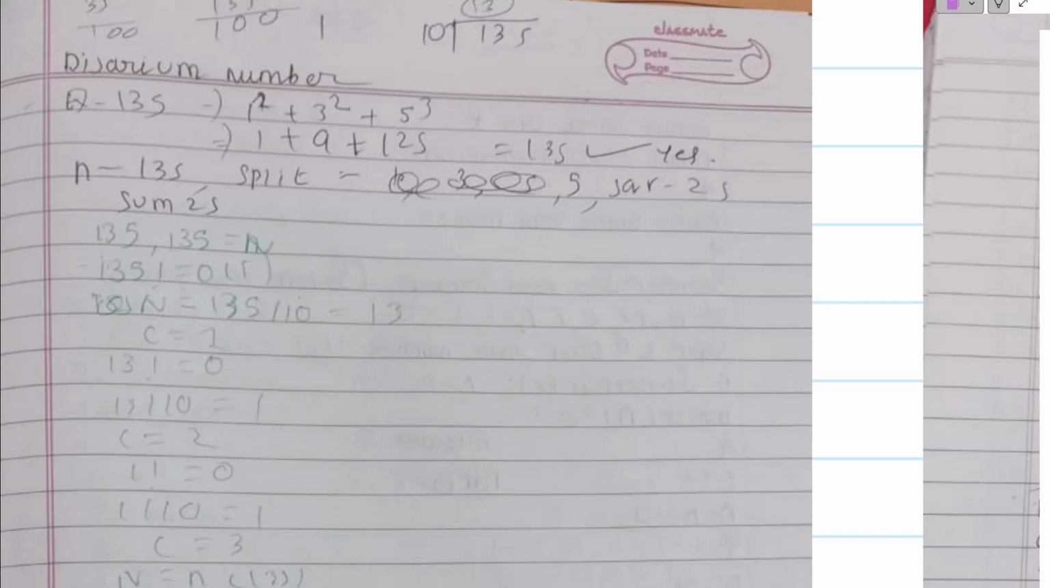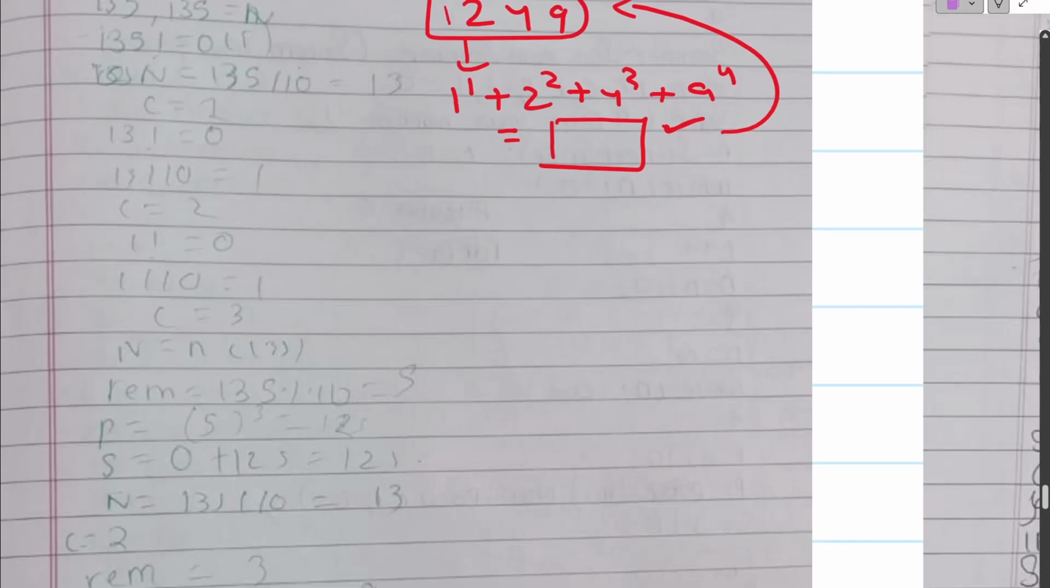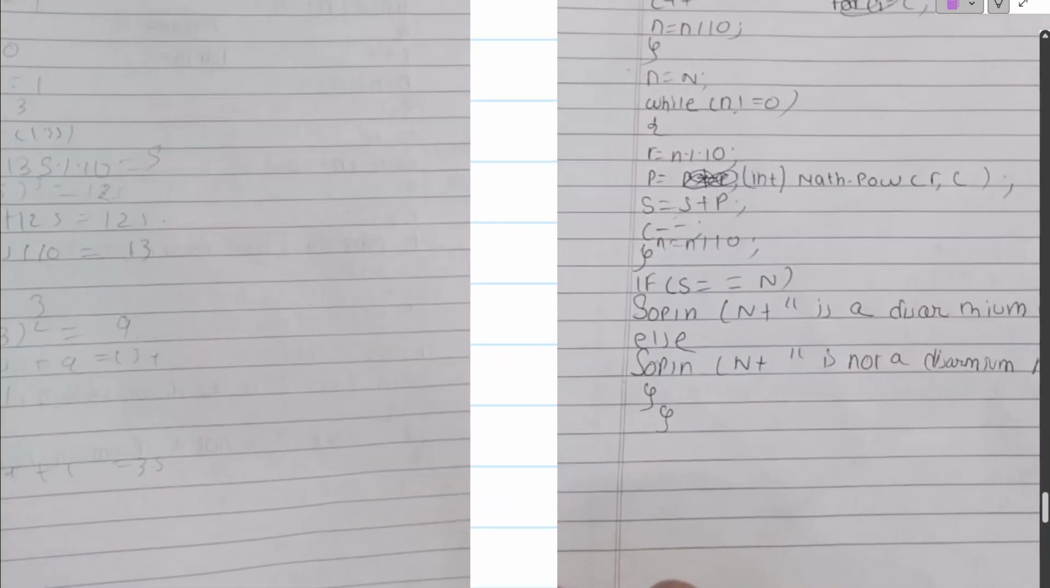If there are 4 digits like 1 2 4 9, you need to pick 1 to the power 1, 2 to the power 2, 4 to the power 3, 9 to the power 4. Okay, and at last whatever answer you are getting, if you find it to be equal to the original number, then you will consider that the original number is a Disarium number. This is interesting and also an easy one. Let's see what the student has done.